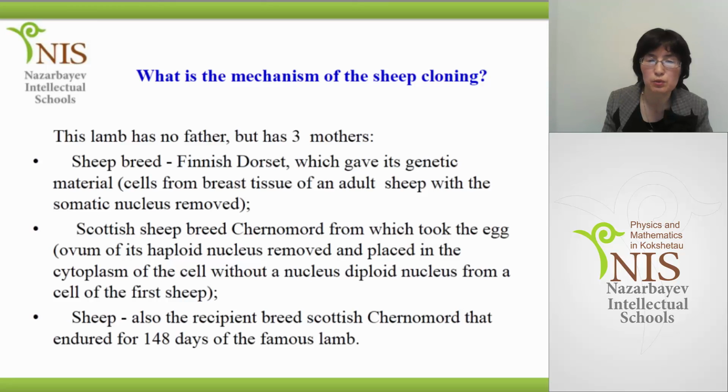What is the mechanism of sheep cloning? This lamb has no father, but has 3 mothers. The sheep breed Finn Dorset gave its genetic material. The Scottish Blackface sheep breed provided the egg, the ovum of which had its haploid nucleus removed and replaced, in the cytoplasm of the cell without a nucleus, with the diploid nucleus from a cell of the first sheep. And the third sheep, also the recipient, a Scottish Blackface breed, carried the lamb for 148 days.